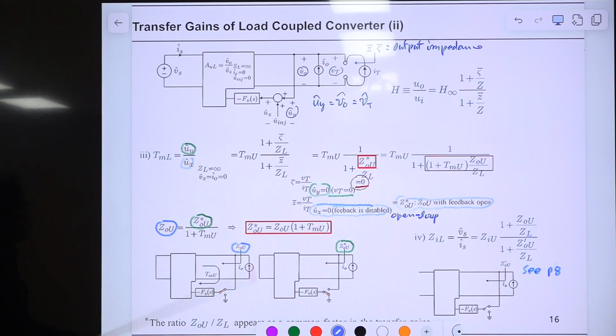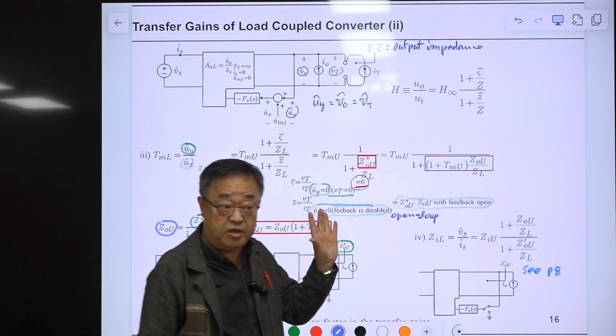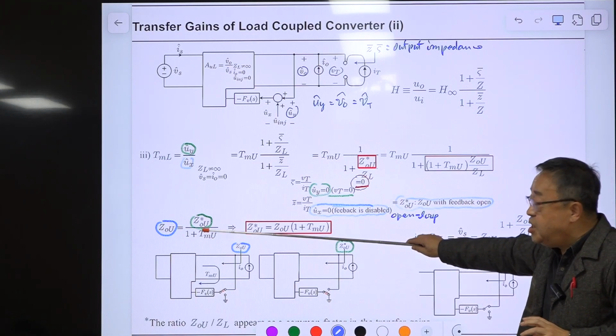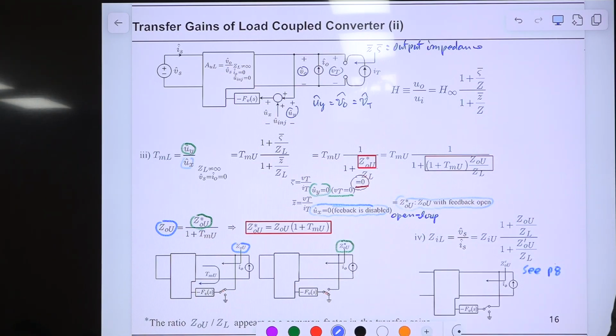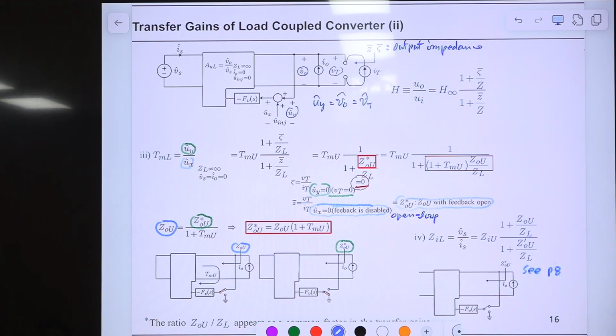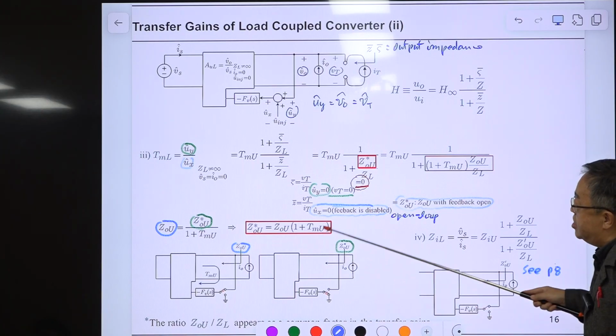This can be proved formally using some theory. To prove this, we can use EET once more, but that is unnecessary. You accept the knowledge from your control theory, regardless of the professor who taught it. If you accept this, the closed loop transfer function is the open loop transfer function, the same transfer function, divided by 1 plus the loop gain, 1 plus Tmu. Then you have this.